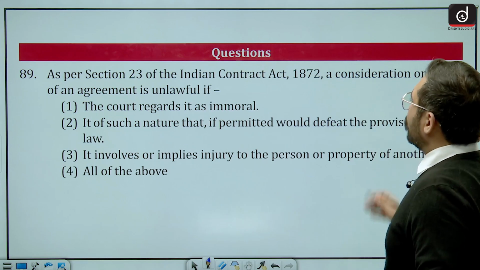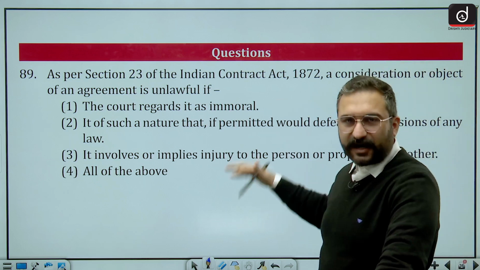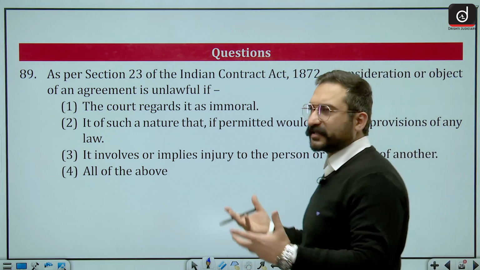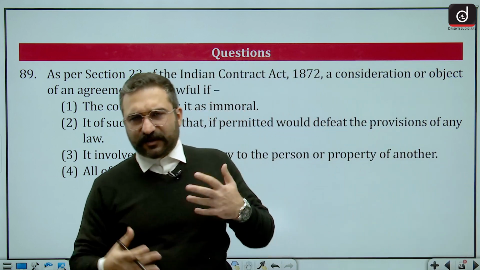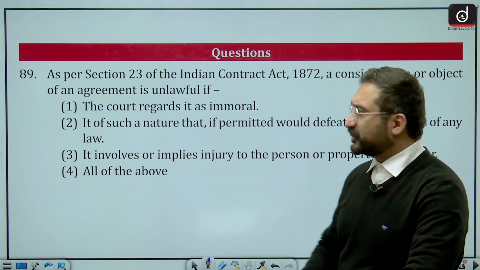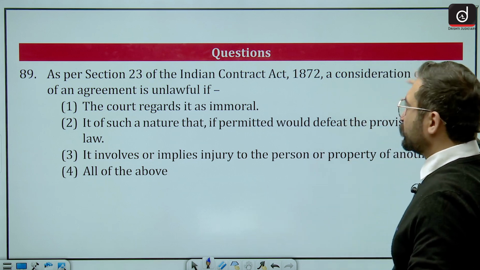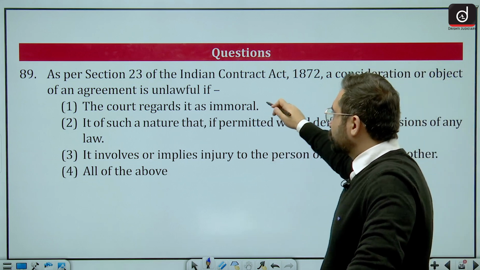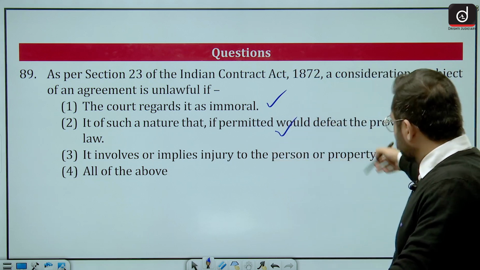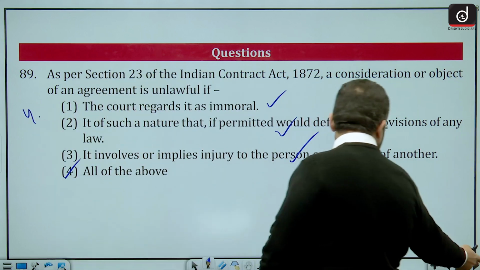As per section 23 of the Indian Contract Act 1872, a consideration or object of an agreement is unlawful if there are 6 grounds in section 23 which you have to remember. Fraudulent, court considered as immoral or against public policy. Then there are other grounds also in section 23 which make it prohibited by law, or it will defeat the provisions of law. The court regarded, ये तो है, it of such a nature that if permitted would defeat provisions of law, ये भी है. It involves or implies injury, ये भी है. All of the above.